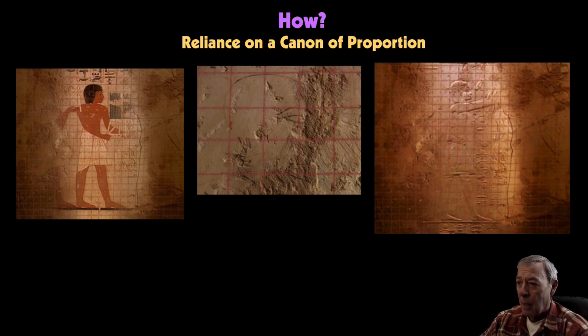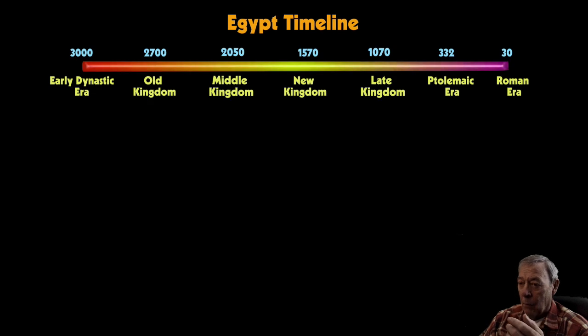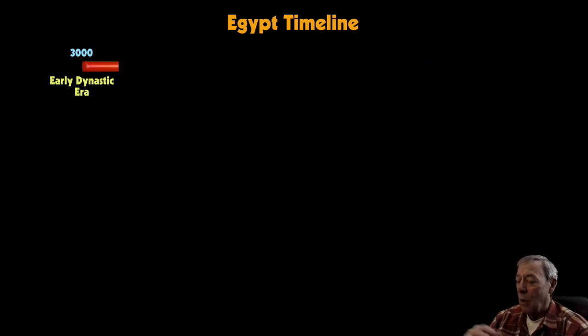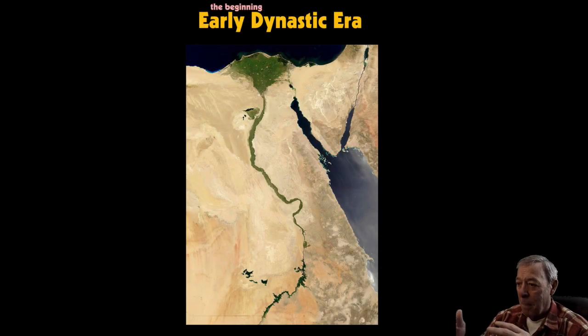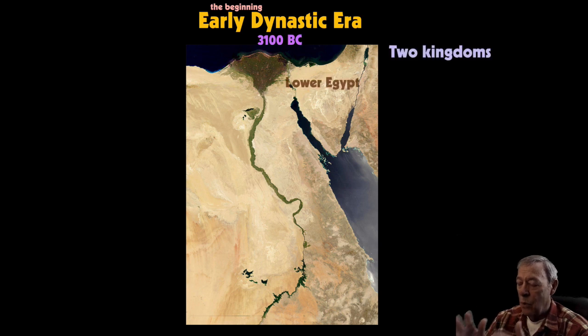Okay. All right, so now let's turn our attention to the early dynastic era. So here's our timeline. We're going to be focusing on the early dynastic period, around 3000 BC, so the 4th millennium. All right, so in the beginning, during the early dynastic era, we have Egypt that consisted of 2 separate kingdoms, like I talked about in an earlier lecture.